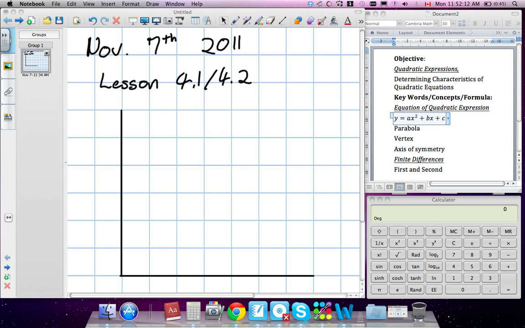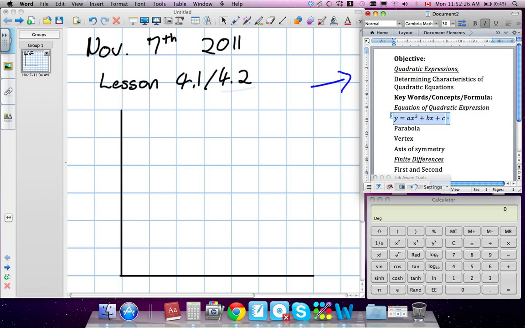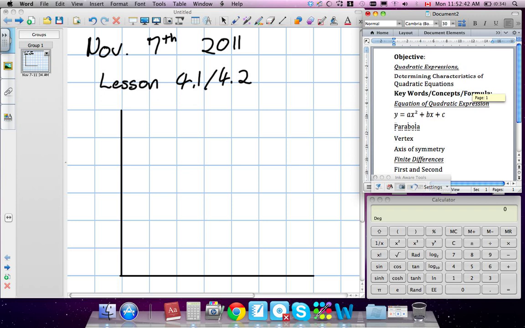Okay, today is November 7th, 2011. This is lesson 4.1 and 2 put together. Our objectives are to learn about the characteristics of quadratic expressions. We're going to go into quadratic equations of quadratic expressions, which is our standard form, y equals ax squared plus bx plus c. We're going to talk about parabolas, vertex, axis of symmetry, finite differences.